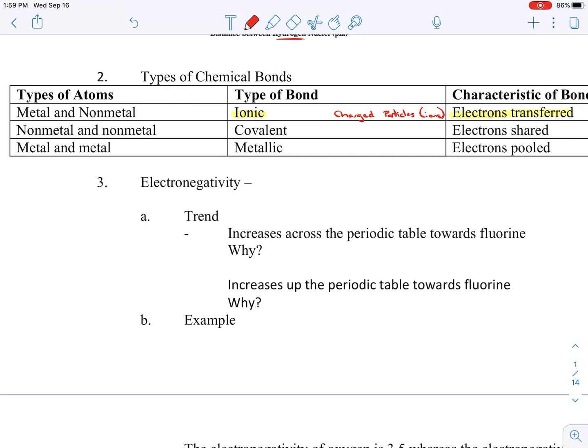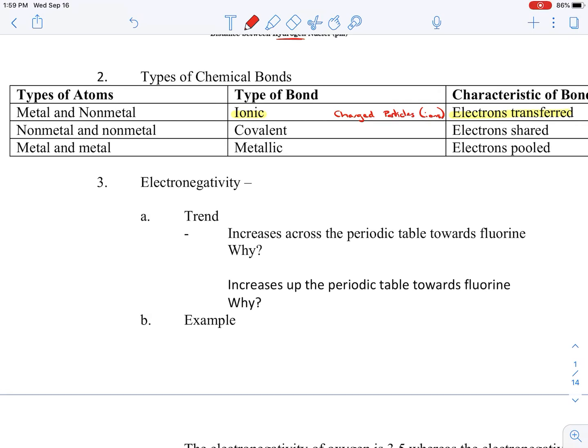Obviously, our covalent bonds are actually not quite as strong as our ionic bonds, and we'll get into that a little bit later. And lastly, you may or may not have heard of metallic bonding in your last chemistry class, but metallic bonding is where our electrons are pooled together. And we'll talk about those a little bit later in this unit, but for right now, this is just kind of an overview.